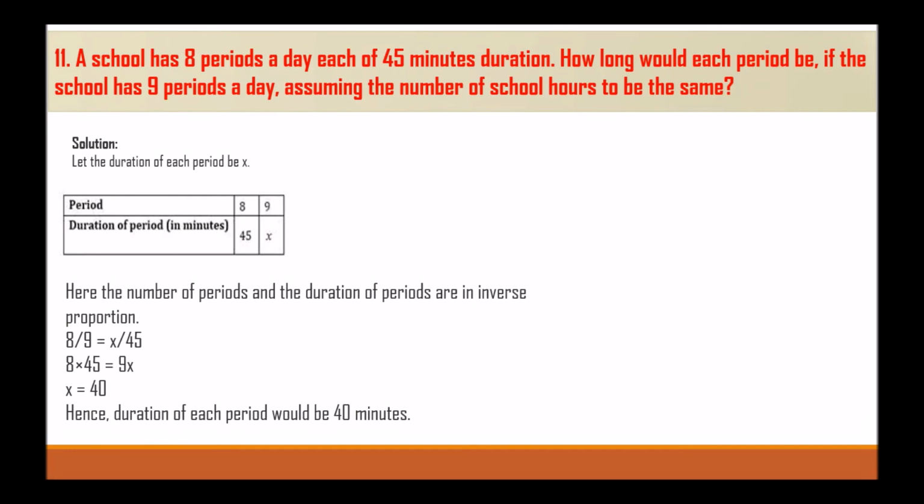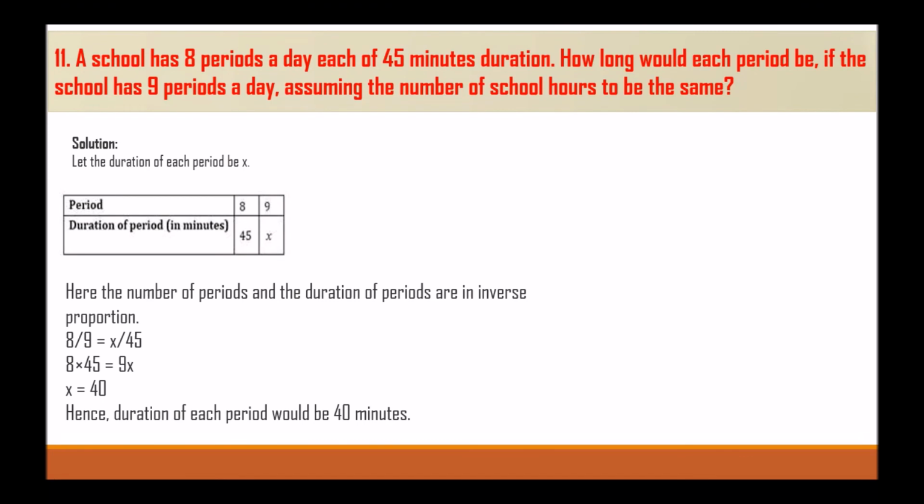A school has 8 periods a day, each of 45 minutes duration. How long will each period be if the school has 9 periods a day, assuming the number of school hours to be the same? So let the duration of each period be x. Here the number of periods and the duration of periods are in inverse proportion.